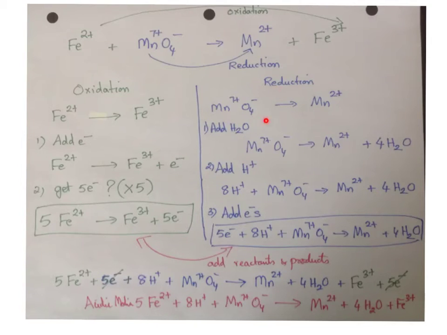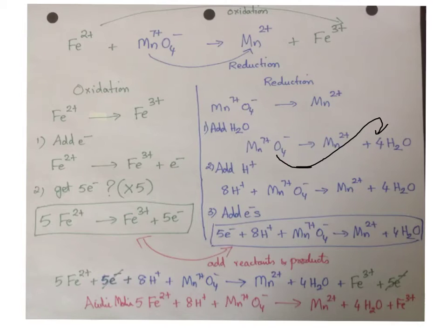So how do I account for the oxygens? By adding water. So I just added H2O here. But look at this. How many oxygens do you have? 1, 2, 3, 4. That's why you have 4 over there. That's because you have to account for every single oxygen.